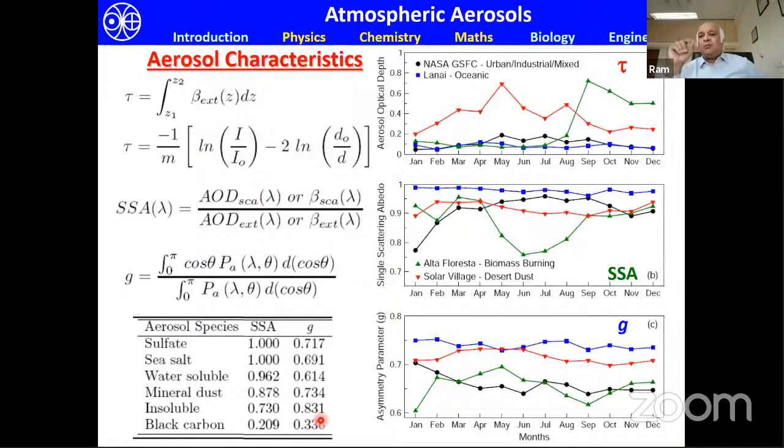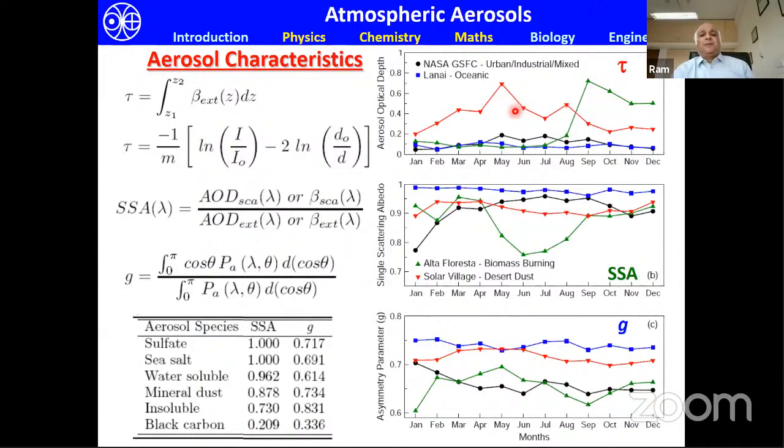So over different environments, the aerosol characteristics will vary. Here I have shown as an example four different locations: urban, oceanic, a region influenced by biomass burning, and a mineral dust region. The optical depth, the column content, is higher for regions influenced by desert dust, with more particles.